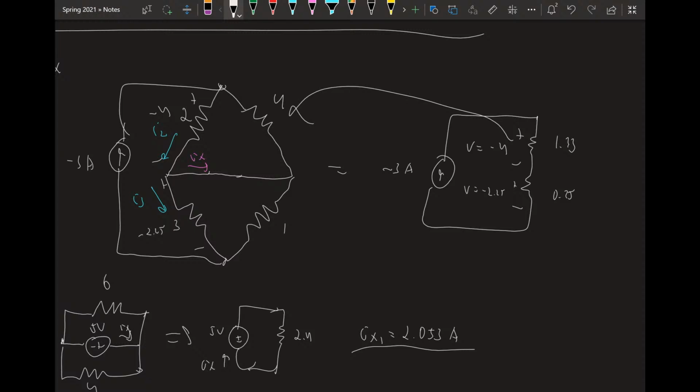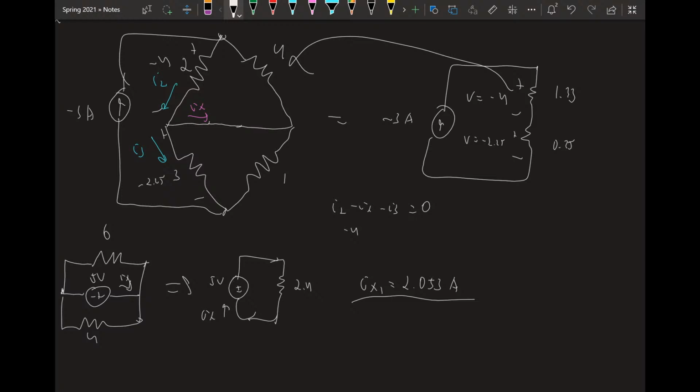I say that I2 minus Ix minus I3 equals 0. I2 is negative 4 volts over 2 ohms, minus Ix, minus I3, which is negative 2.25 over 3, or this is V over R. And when I solve, I got Ix2 equals negative 1.25 amps.